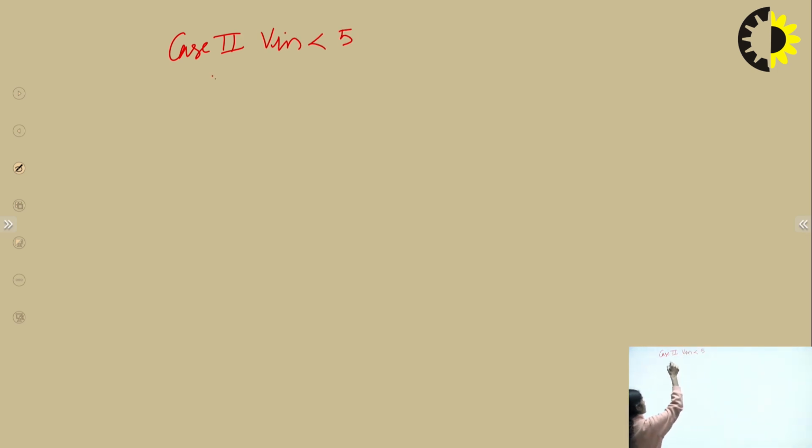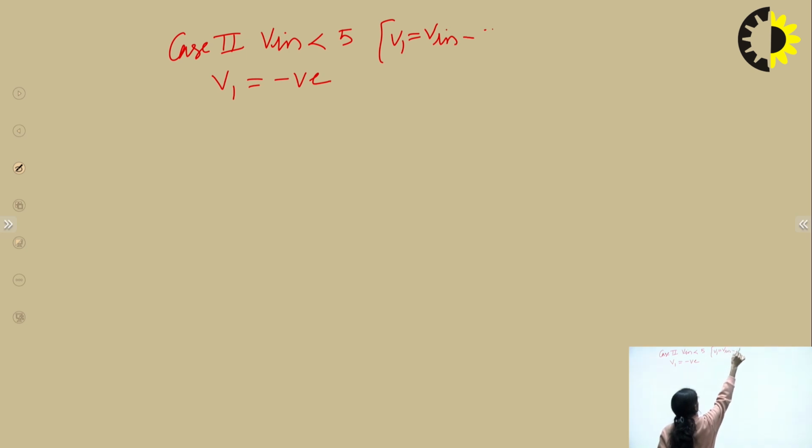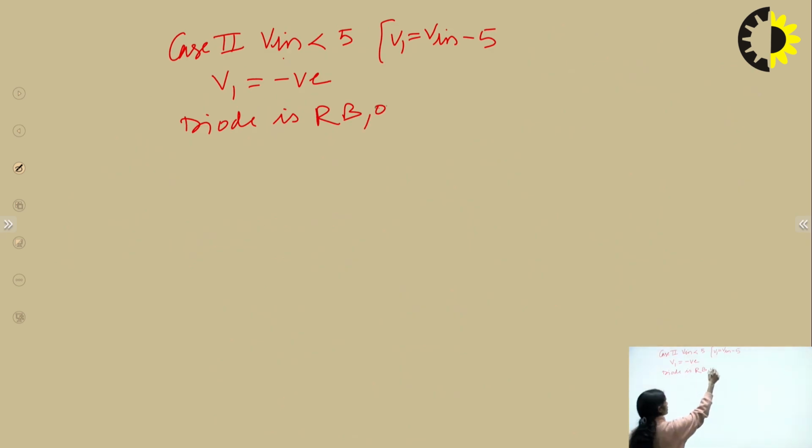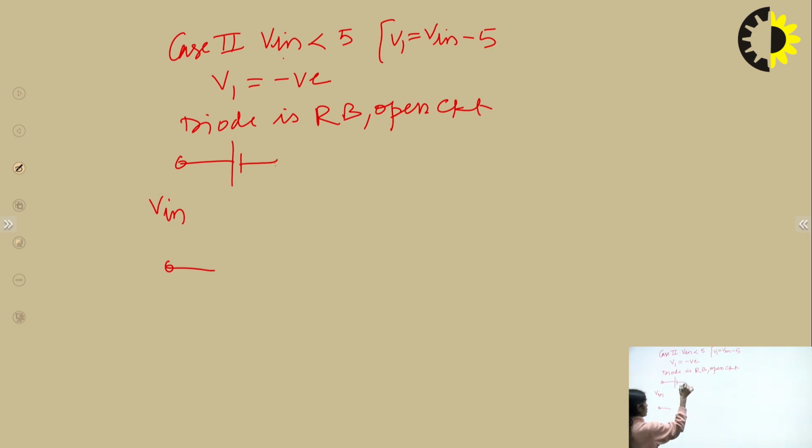If V in is lesser than 5, V1 is equal to negative, since V1 is equal to V in minus 5. So if V in is lesser than 5, then V1 is negative and the diode will become reverse biased. As we can see from the circuit, if this becomes negative, the diode will become reverse biased. So in the reverse bias condition, it is acting as an open circuit. So for the open circuit condition, if we draw the equivalent circuit, V in here, the diode is acting as an open circuit.